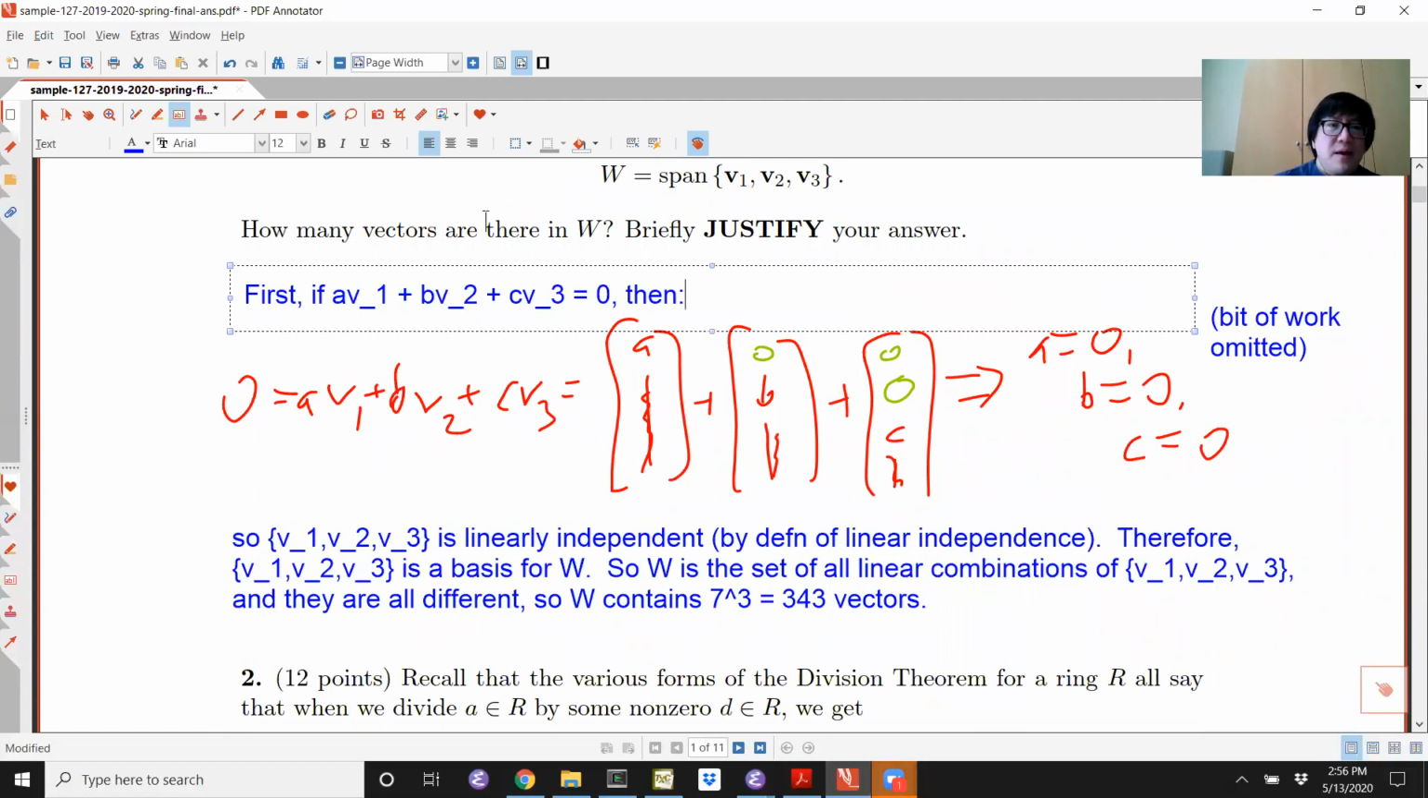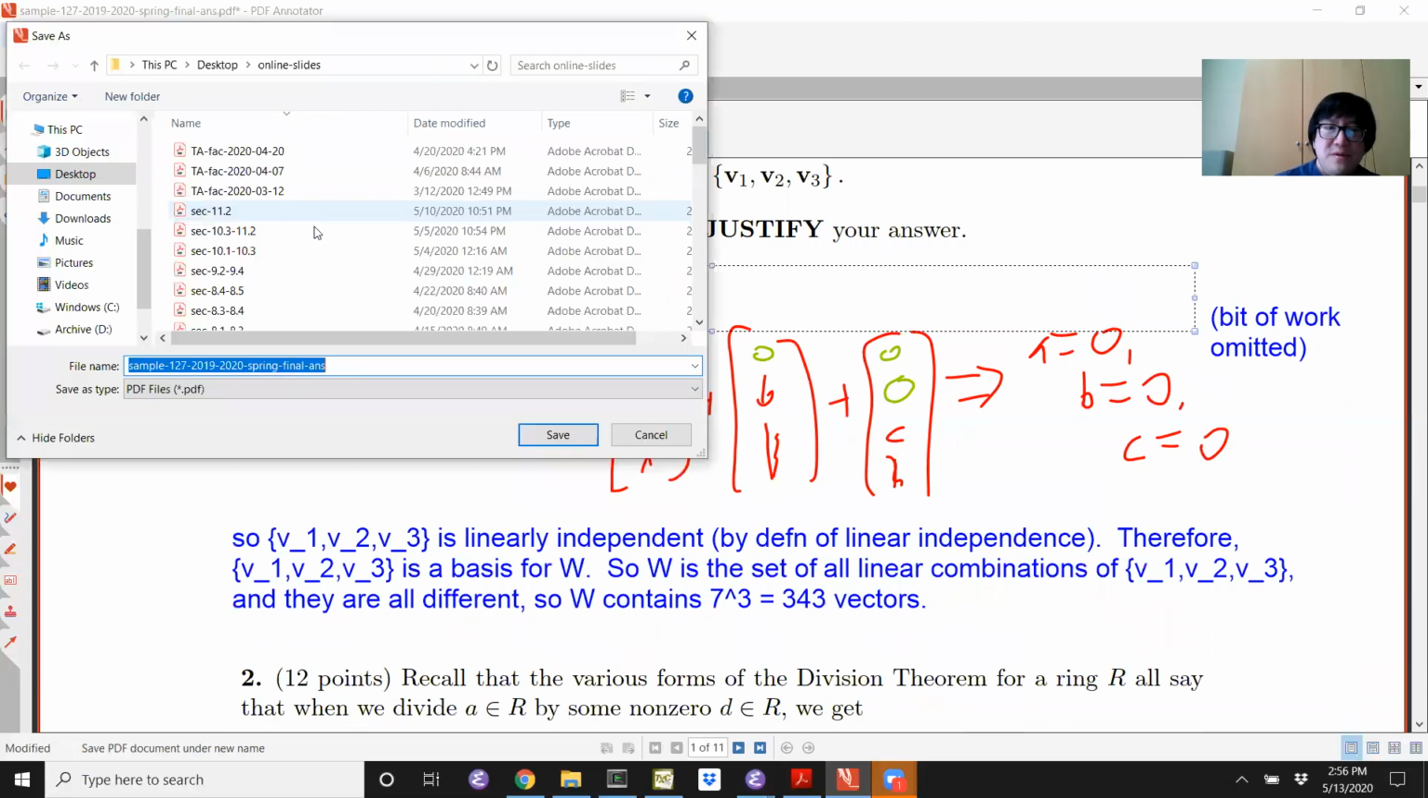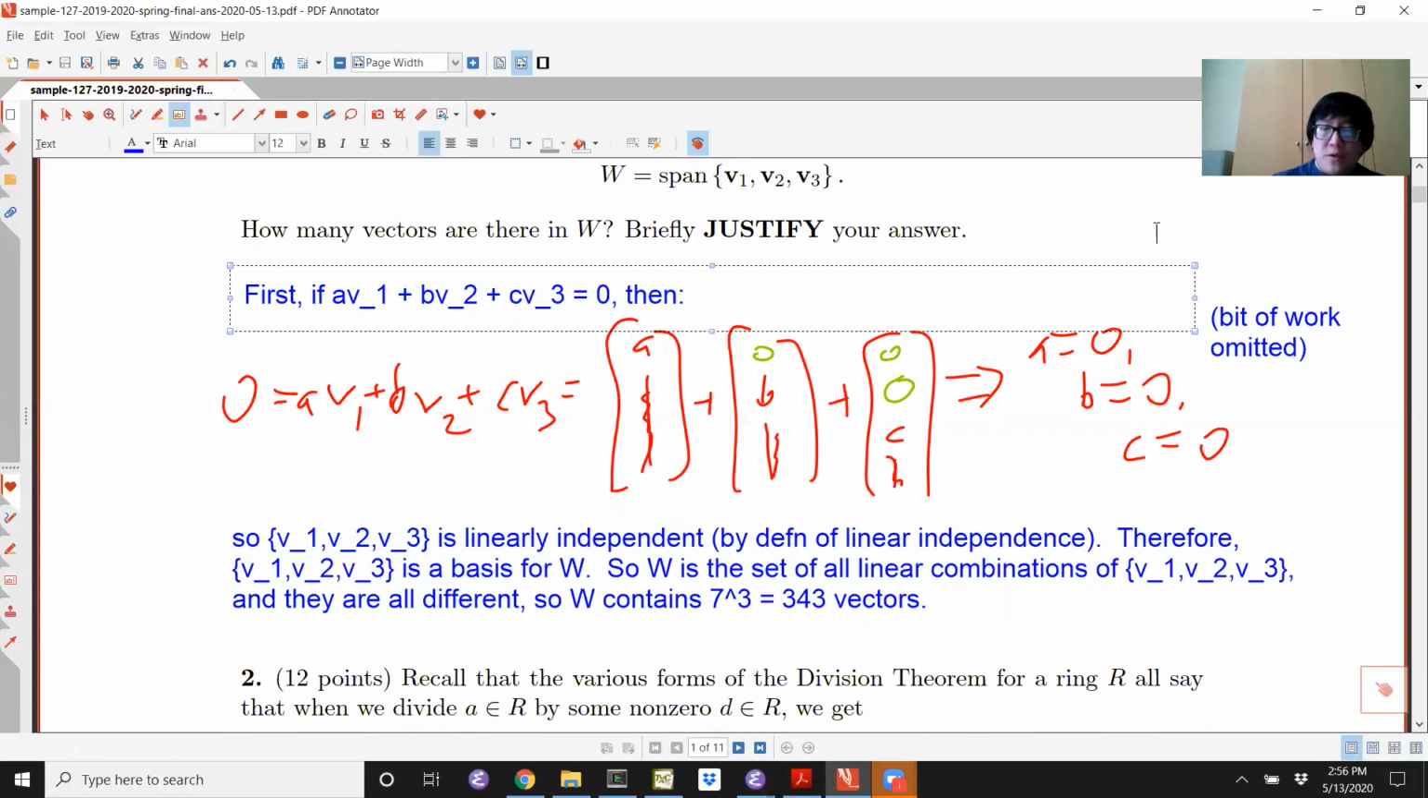So, questions so far? And let me save this before I forget. This is 2020, May 13th. Okay. All right, so questions so far.